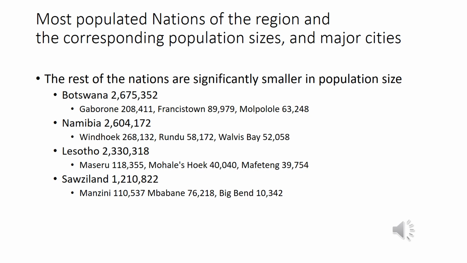2,604,172 people, with Windhoek with 268,132 people, Rundu with 58,172 people, and Walvis Bay at 52,058 people. Next is Lesotho with 2,330,318 people, with Maseru with 118,355 people, Mohales Hoek at 40,040 people, and Mafeteng at 39,754 people, which is their most populated cities.